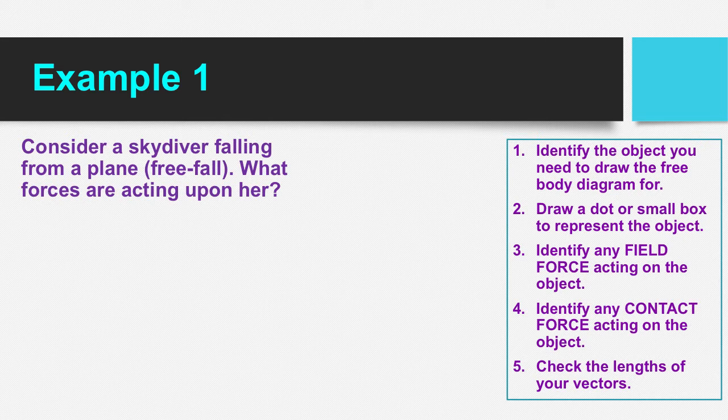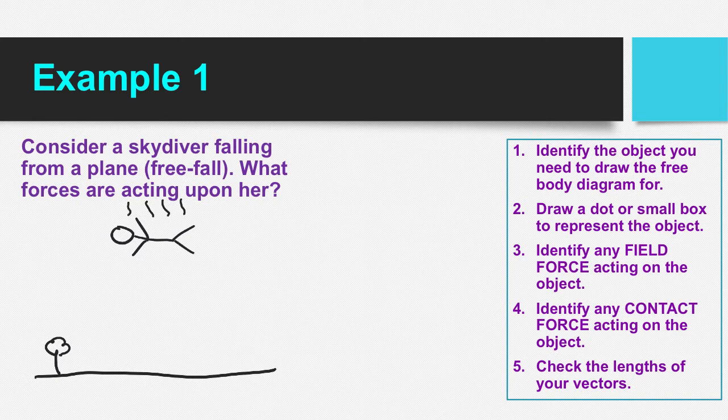Okay, so first thing I'm going to do, I'm going to draw a little sketch. Here's the ground with the little trees. And I'm going to draw a person in free fall. That's really good, huh? And whoosh, whoosh, whoosh. She's kind of falling through the air. And that's my picture.